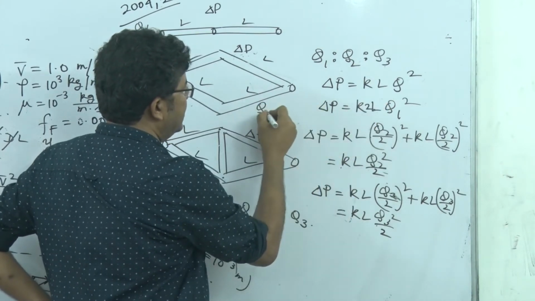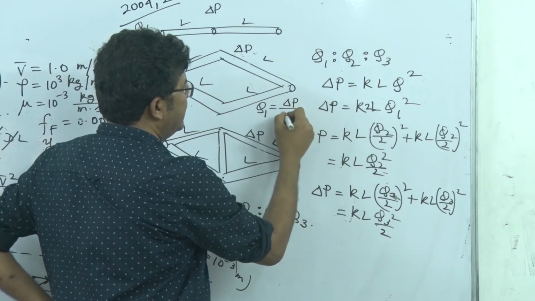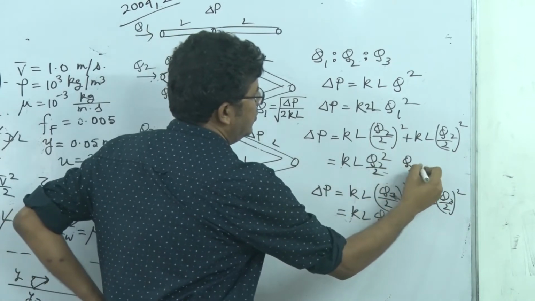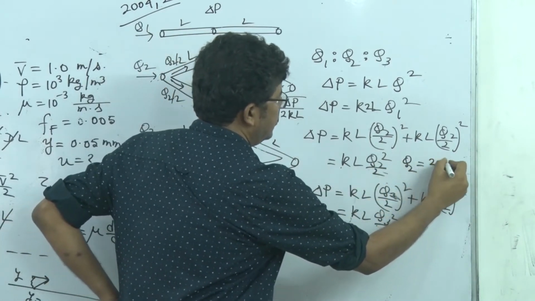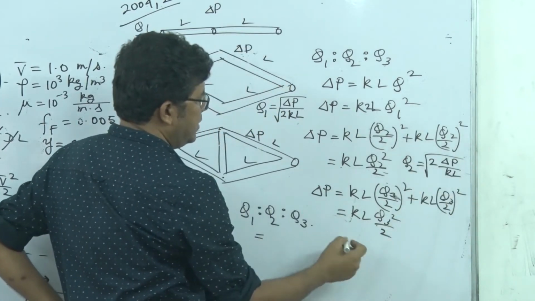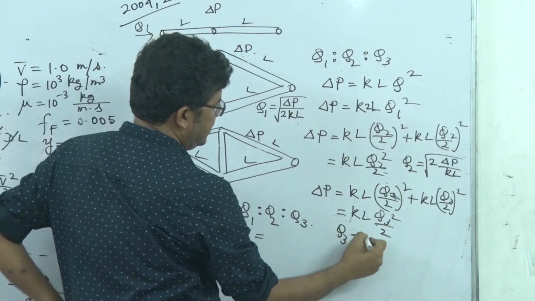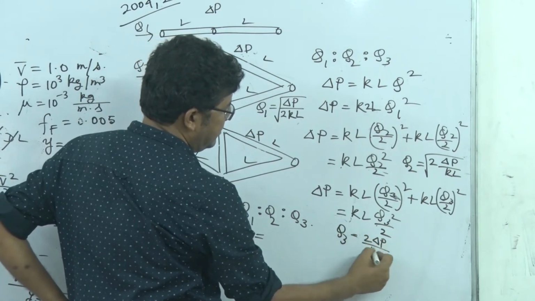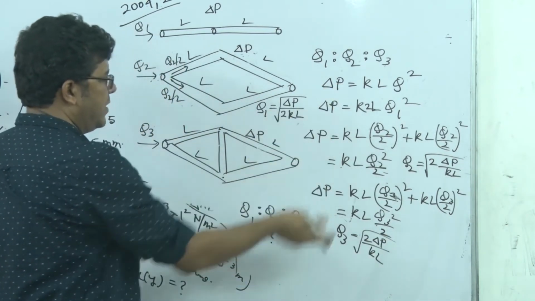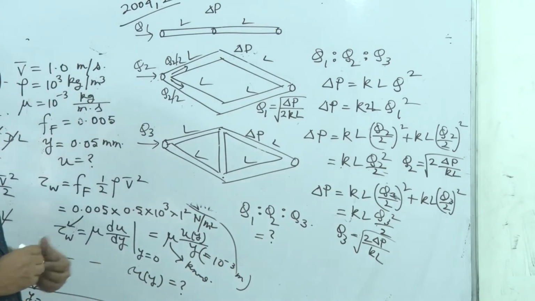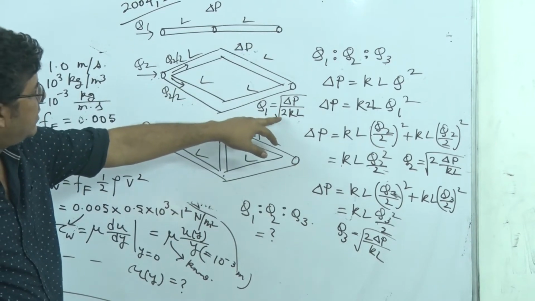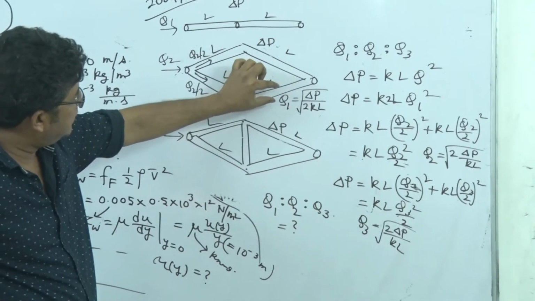So Q1 here is under root delta P divided by 2KL. Here Q2 will be equal to under root 2 delta P divided by KL, and here this Q3 is equal to under root 2 delta P divided by KL. So you can find out the ratio because we have expressed it in terms of this. So it will be 1 is to 2 is to 2.